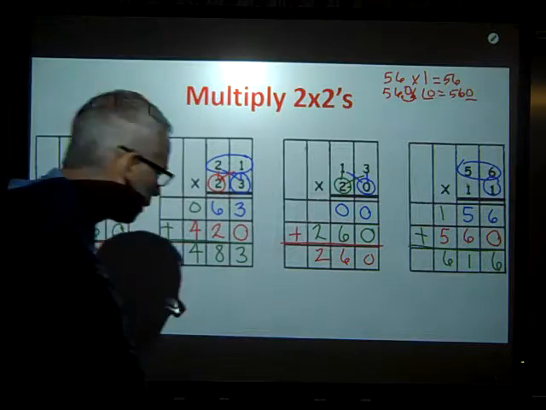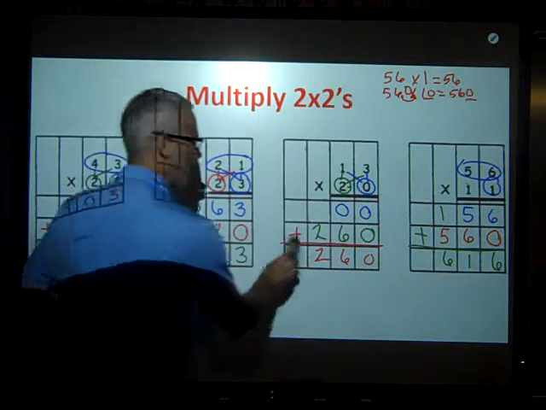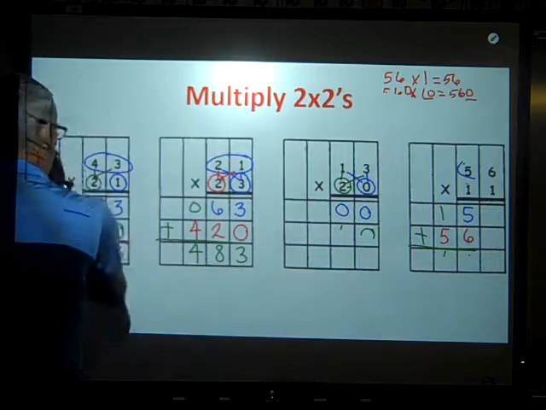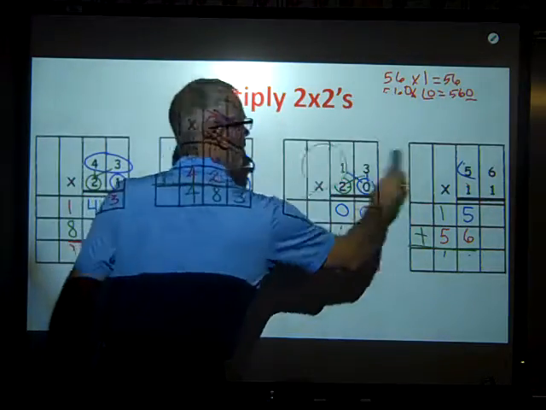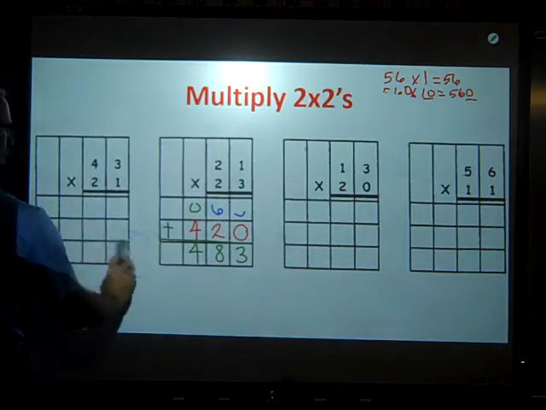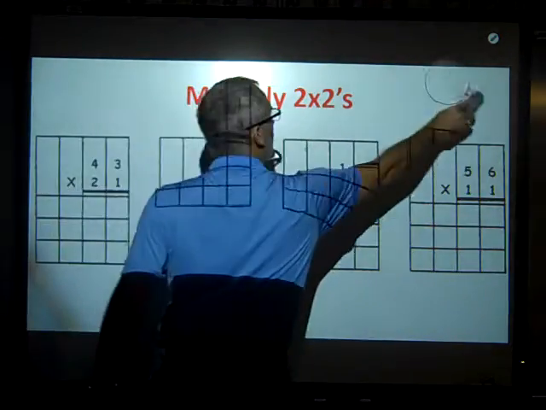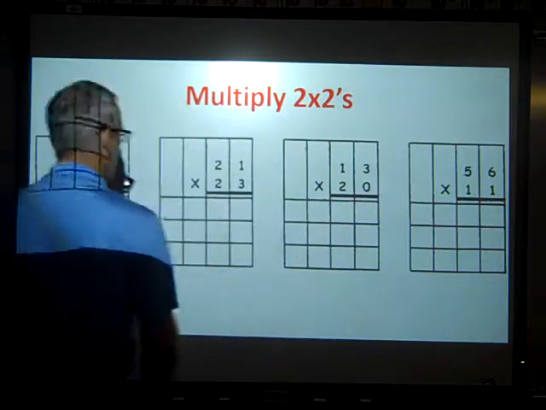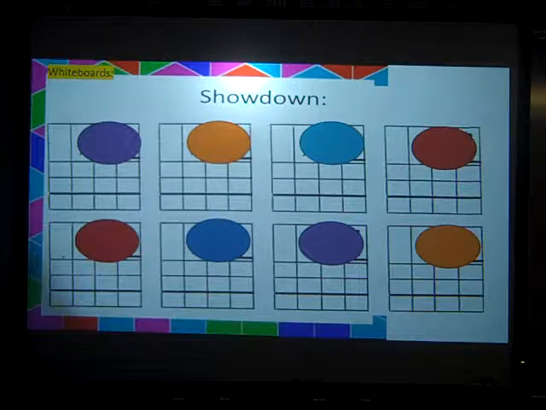Alright, so I'm going to give you opportunities to practice right here. We're going to have a little bit of a showdown. It's not a competition in the fact that you win anything, but it's a competition against yourself. Write your name at the top of the graph paper. Is everybody ready?